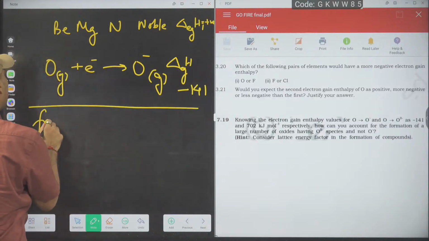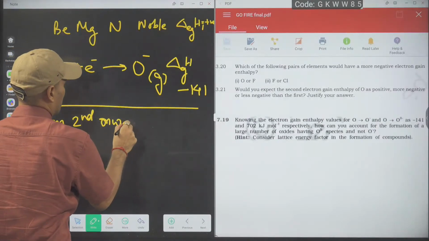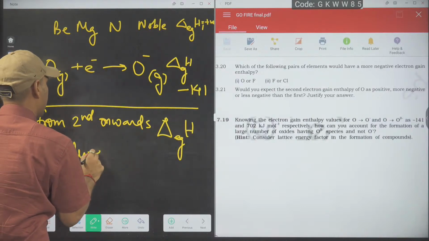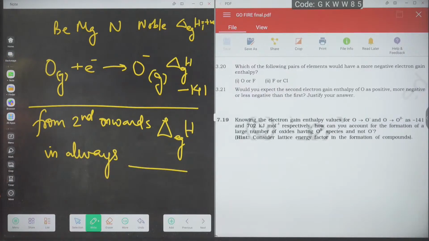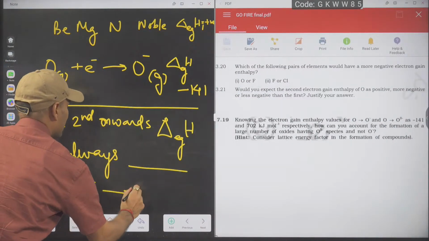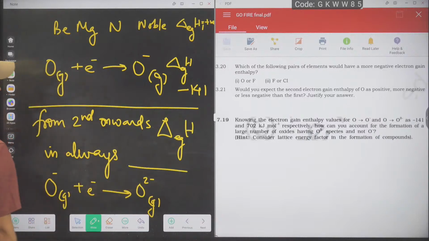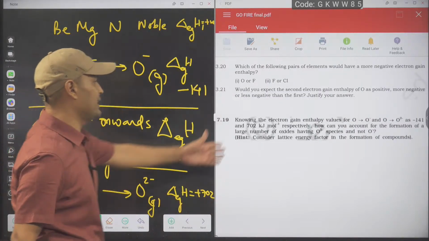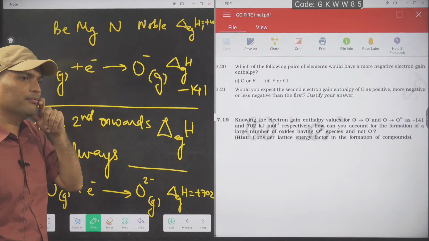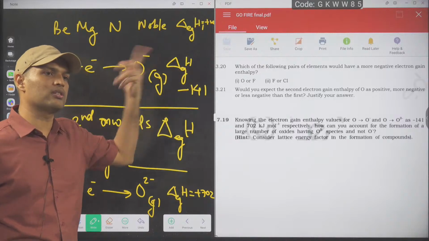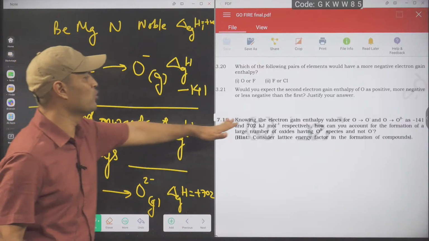But from the second onwards, electron gain enthalpy is always, fill in the blanks, positive. They ask in the question which of the following energy is absorbed, and one of the options is this. So they are writing here: first electron gain enthalpy of oxygen is negative, second electron gain enthalpy is positive, and overall net is positive.